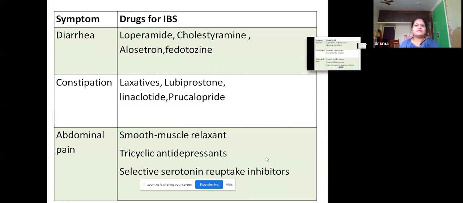And the drugs for irritable bowel syndrome include drugs for diarrhea, constipation, and the treatment of abdominal pain. For diarrhea, it is antidiarrheals like loperamide, cholestyramine, alosetron, and eluxadoline. Alosetron here is a 5-HT3 antagonist. Fedotozine is a kappa-1 agonist. For constipation, laxatives are used: lubiprostone, linaclotide, and prucalopride. For abdominal pain, smooth muscle relaxants, tricyclic antidepressants, and selective serotonin reuptake inhibitors are used.